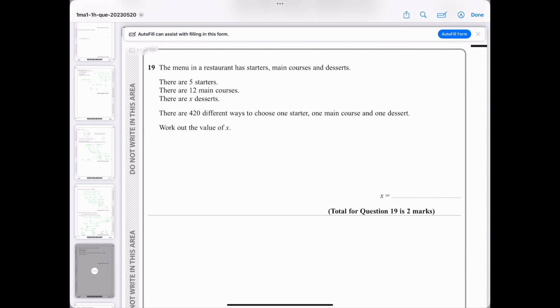A menu in a restaurant has starters, main courses and desserts. There are 5 starters and 12 main courses. So there are 60 choices that you can make. You could have, I don't know, a tomato soup followed by a risotto, etc. There are X desserts, so 60X. There are 420 ways to choose 1 starter, 1 main course and 1 dessert. Work out the value of X.